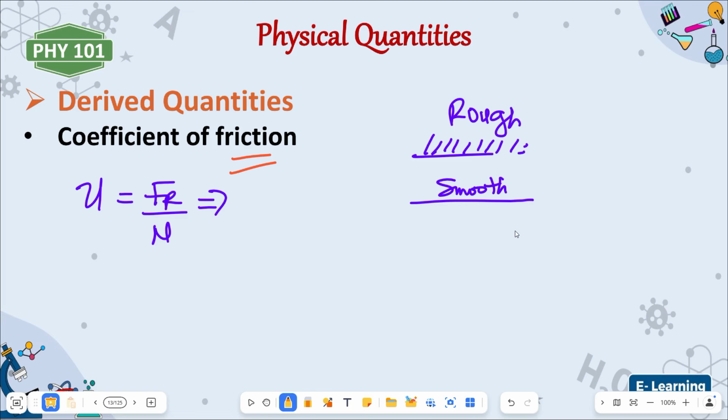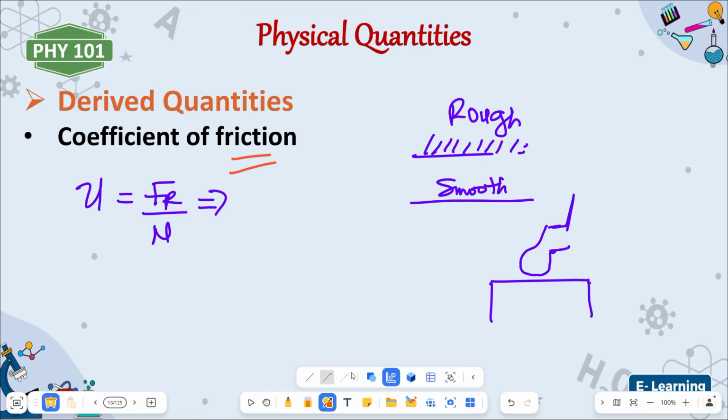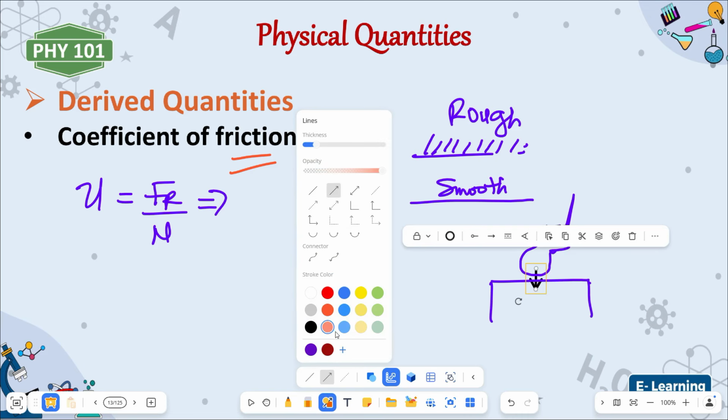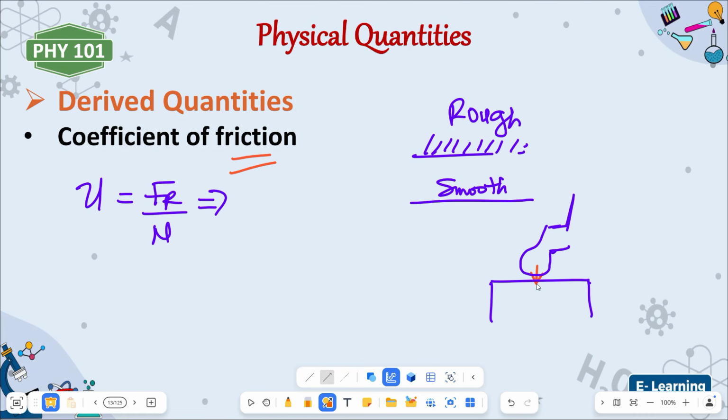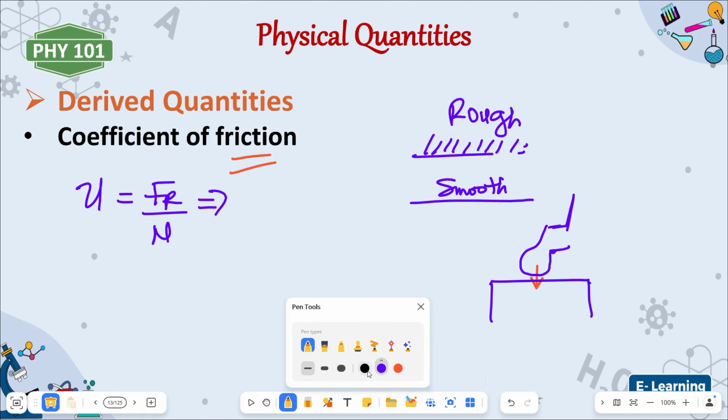What is normal reaction? Normal reaction is, let us assume that this is a chair. And I like using this to give an example. And this is your bum. You can see here, it exerts a force downward. Your bum exerts a force downward. That force that your bum exerts downward is what we call the weight.